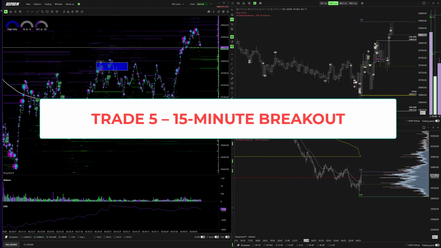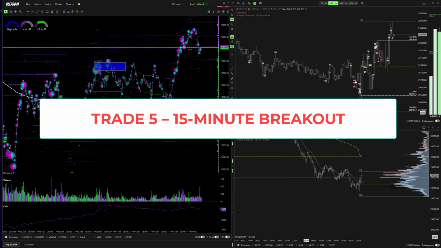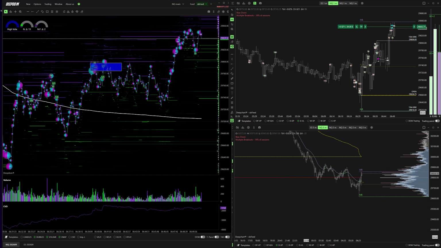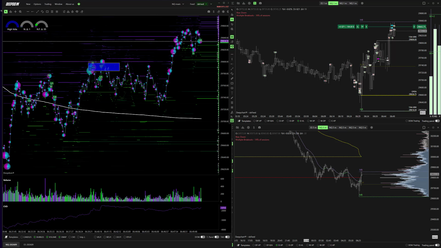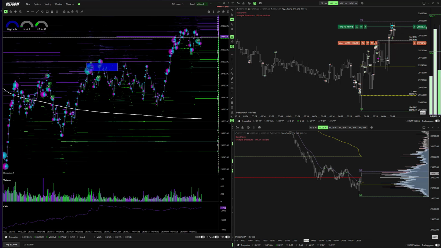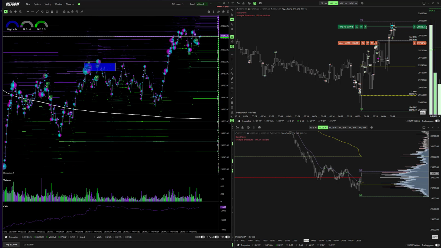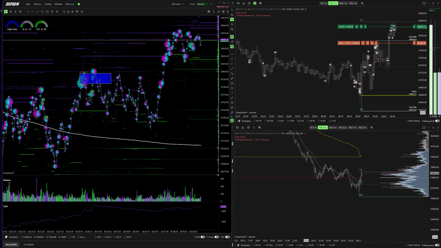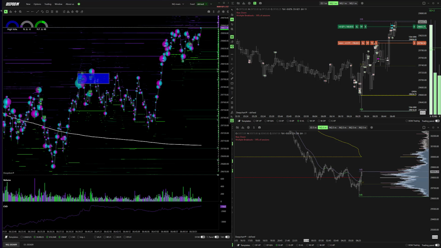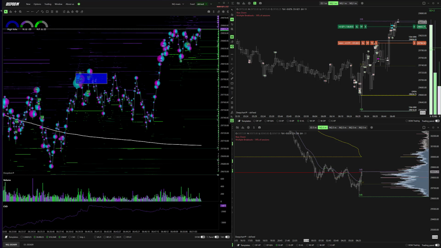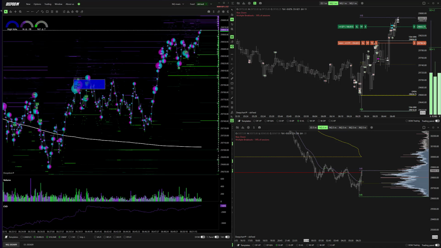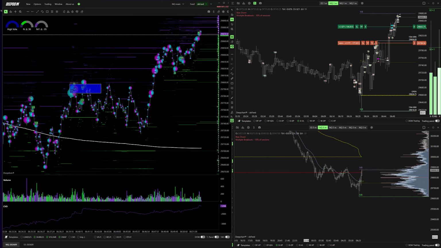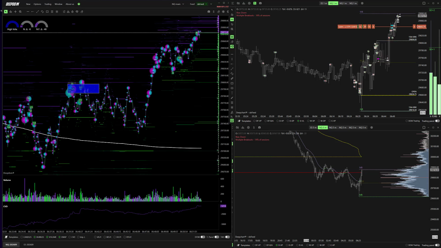The fifth trade came from a 15-minute breakout pattern. This is another one of my favorite setups. Price was consolidating near the POC. This is where the previous trade was in a bad location. So I was looking to see if buyers were going to break above resistance, because we had a lot of sellers at the top there. As the buyers finally broke above the resistance, the order flow confirmed the breakout.